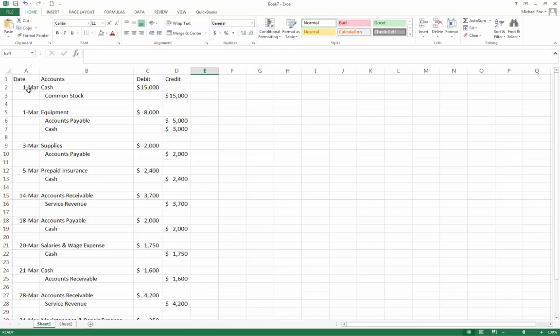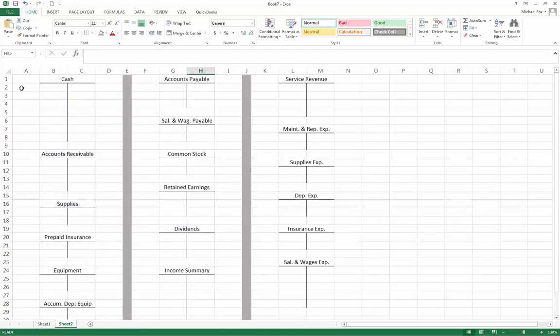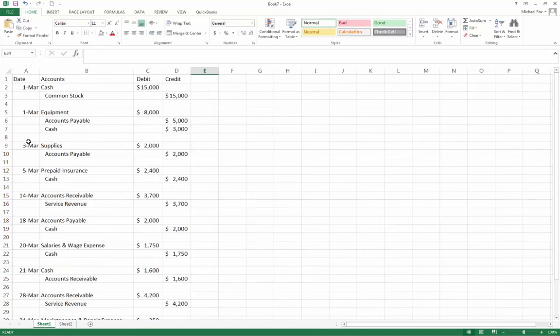So on March 1st, we debited cash $15,000 and credited common stock $15,000. And we go through and follow that process for each entry.